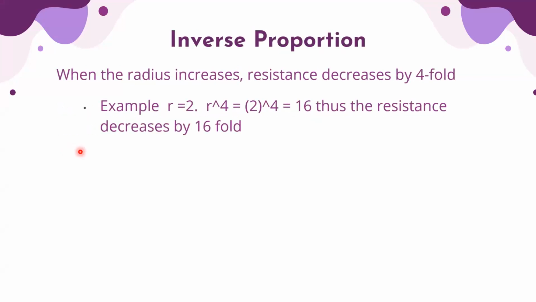Radius, on the other hand, actually shows an inverse proportionality, okay? So when the radius of an airway increases, the resistance is going to decrease by the fourth power, which is why it's the most important, okay? Because even a small change in the radius is going to produce a drastic change in the resistance. So if we take the example of 2 and put it to the power of 4, you can see the resistance is going to decrease by 16-fold, okay?